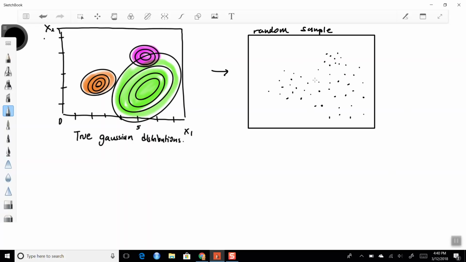This is completely unlabeled, okay? And we don't know if this data point belongs to the green or the orange or the purple or whatever. But from this, we want to perform clustering. We want to form 3 clusters, okay? And k-means clustering does not perform well because k-means uses the Euclidean distance as a measure of whether it belongs in a cluster or not.